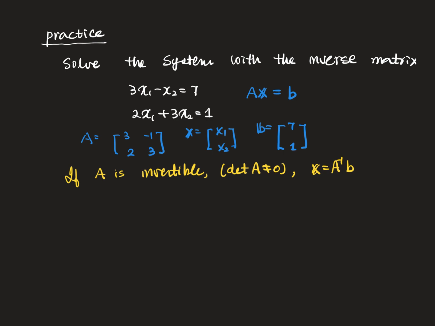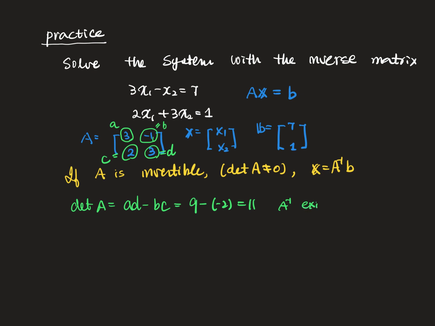So the first step, you have to check the determinant of A. How can we find it? Let's say this is a, this is b, this is c, this is d. Let's check it: ad minus bc. ad is 9, minus negative 2, that's 11. Of course, that's not 0, right? So A is invertible, which means A inverse exists.